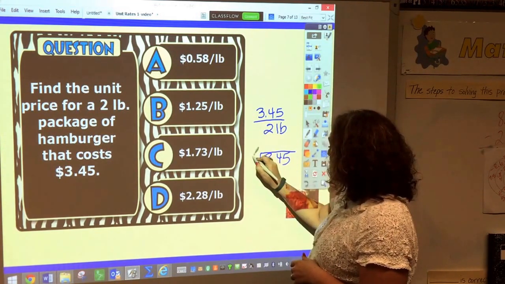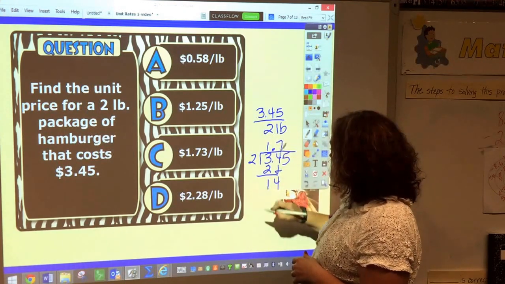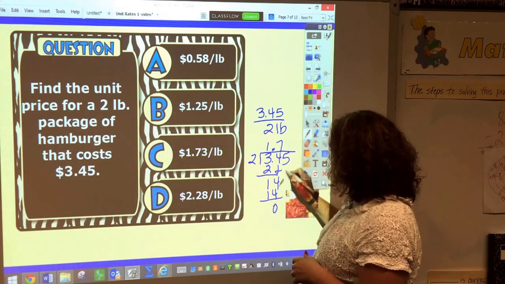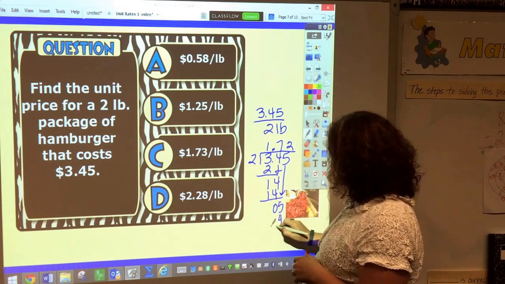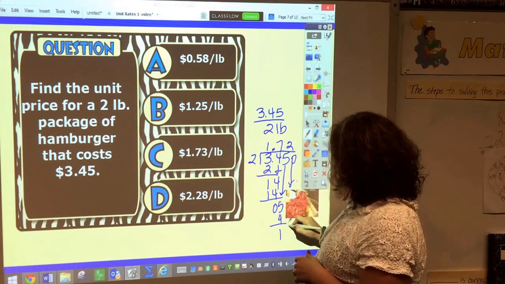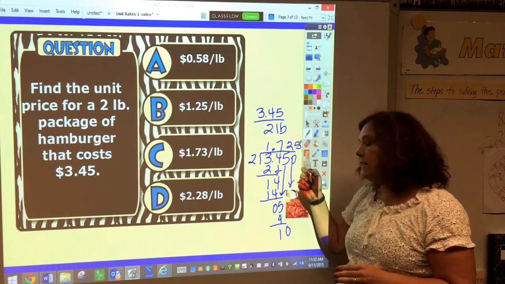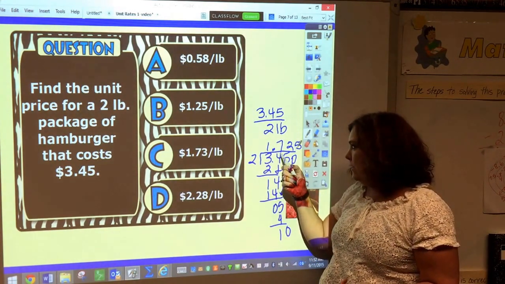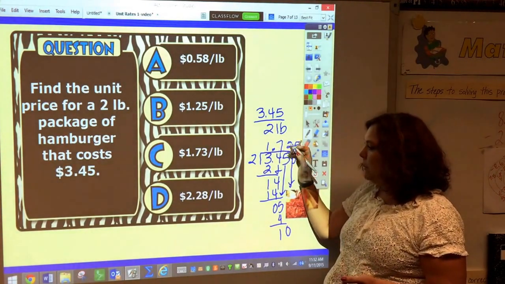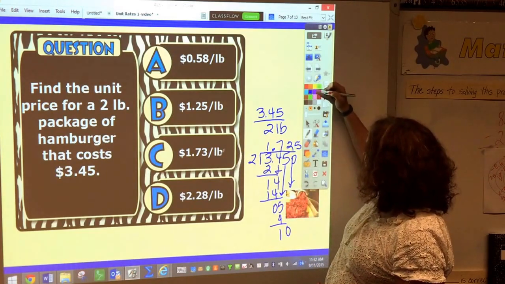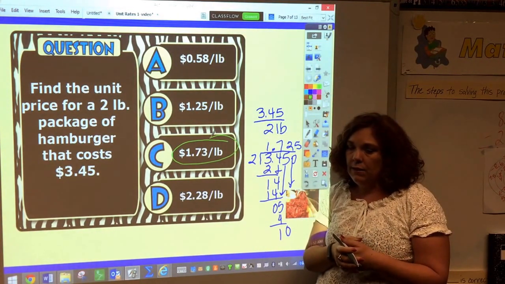3.45 divided by 2, that's 1. Bring down the 4, 7. And sometimes these take a little time. Okay, now here I am, and I have finished, but look, this is supposed to be money. And do I have 72 cents and half a cent? No, it would be rounded to 73. So that's why it is this one. You're going to round that last cent up to make it 73.